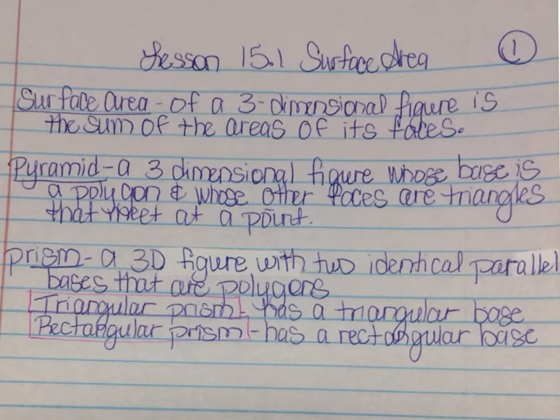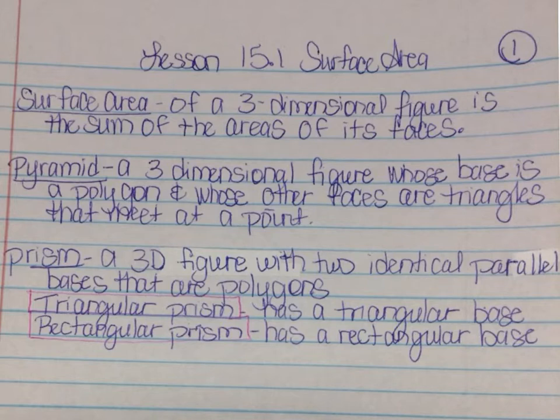Okay, a pyramid is a 3-dimensional figure whose base is a polygon and whose other faces are triangles that meet at a point. Okay, so that's the official definition. Because we're in 6th grade, we all know what pyramids look like. And then our last definition is a prism. And a prism is a 3D figure with 2 identical parallel bases that are polygons.